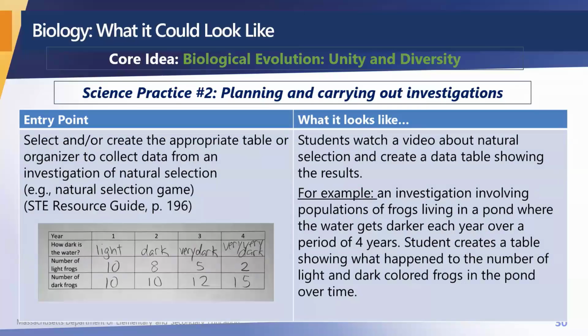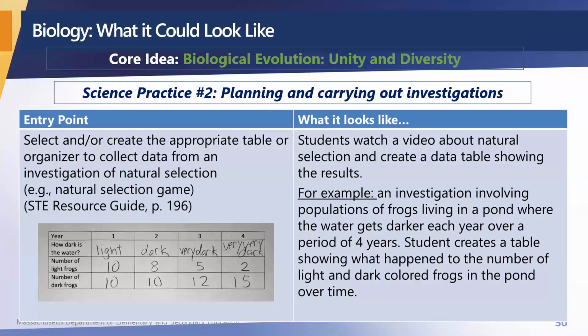And this is the last core idea. It's biological evolution. The science practice is practice 2, planning and carrying out investigation. Now, just to be clear, 99% of your kids are not going to be able to plan an investigation, but they can carry out the investigation with your assistance, and learn how to observe things. So just bear that in mind.